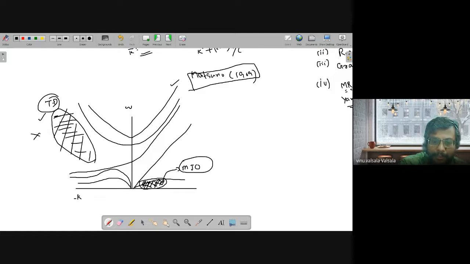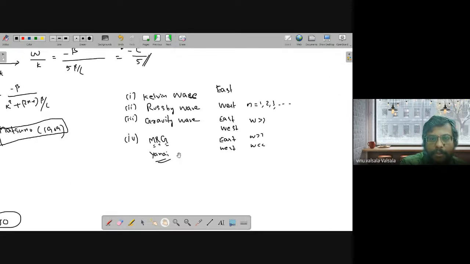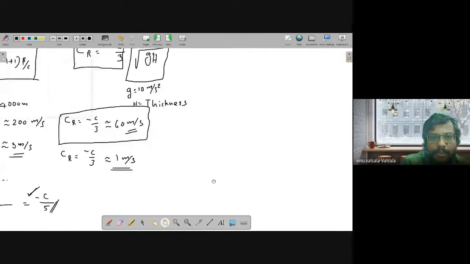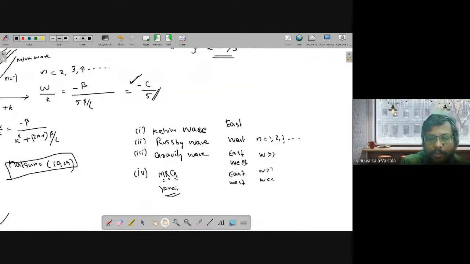I want to reiterate, these are the typical waves we are going to see: Kelvin waves, Rossby waves of mode number 1, gravity waves. Where are they? I think I have written the table somewhere neatly. Anyway, so these are the waves you are going to find in your discussion.